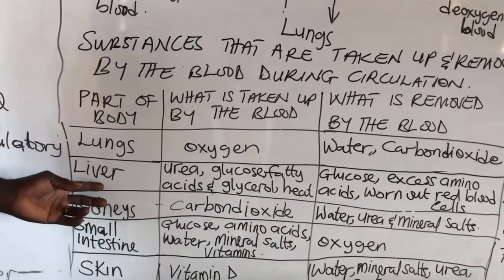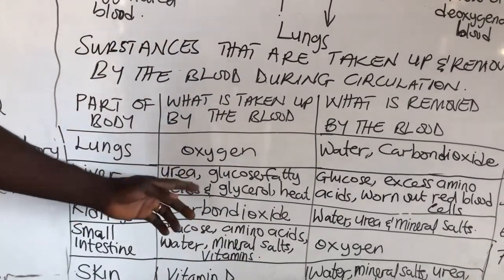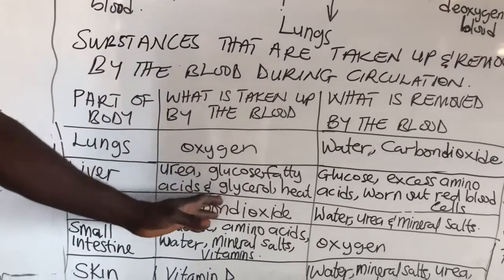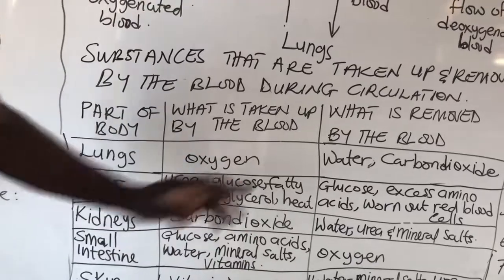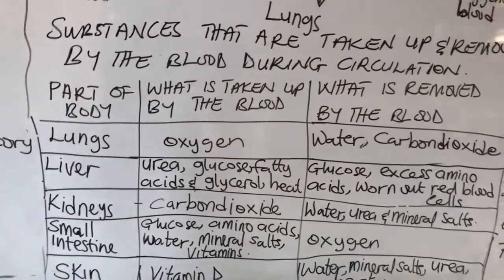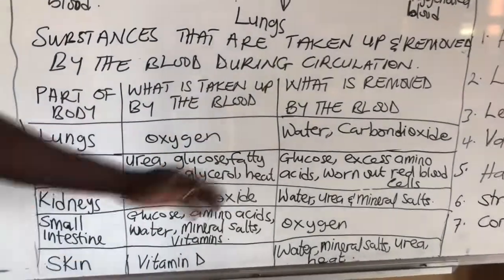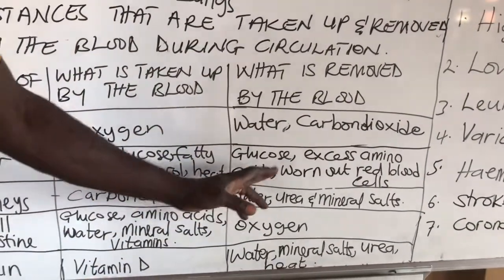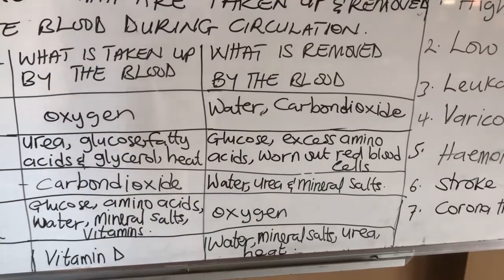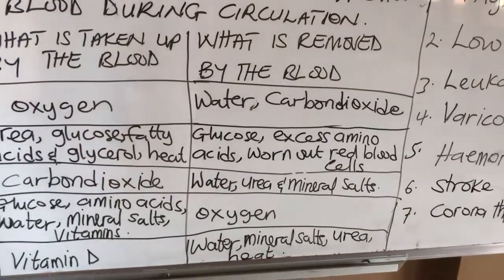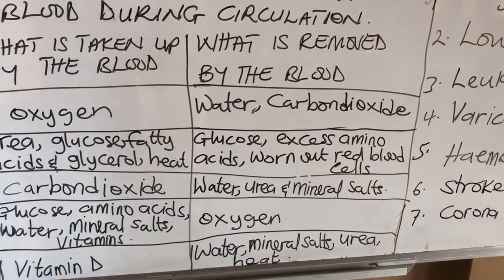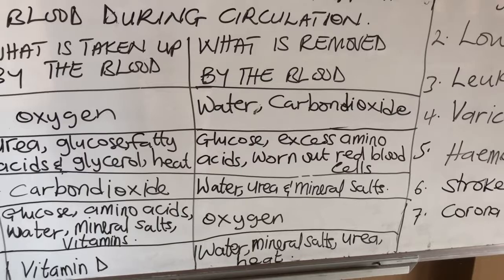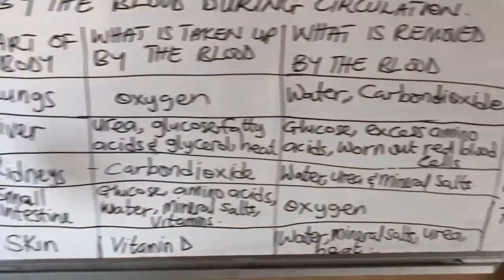When you take the liver, we have urea, which is urine, glucose, fatty acid, glycerol, and heat being taken up by the blood. And what is removed by the blood from the liver is glucose, excess amino acid, and worn out red blood cells. These are substances that are taken up or removed by the blood in the liver.